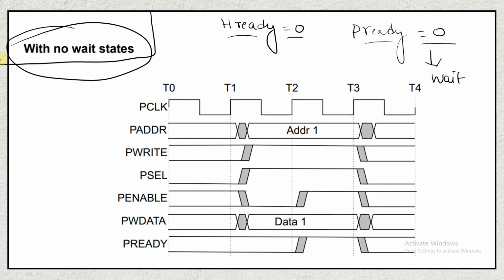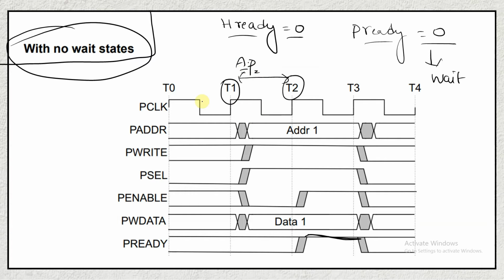Now in this example, we are going to discuss a write transfer with no wait state. That is, your PREADY is 1 only. Let's say the transaction is going to start from T1 to T2. This T1 to T2 is an address phase. So first the master is going to start the address phase.